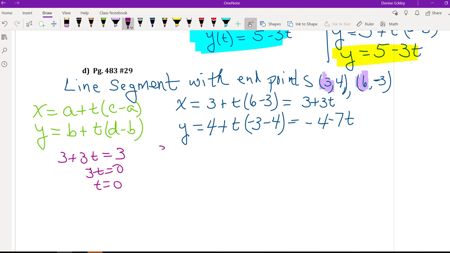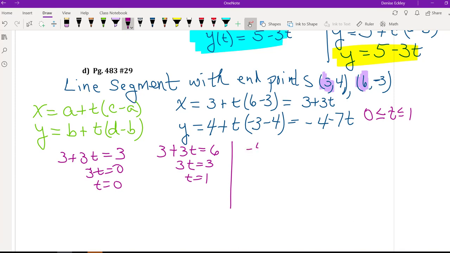And then if you do the same thing at the other endpoint, we want it to stop at 6. So when you solve this, you get 3t equals 3, so t equals 1. So it looks like for this equation, our t is going to be limited to 0 and 1. You could have done the same thing with the y values as well.